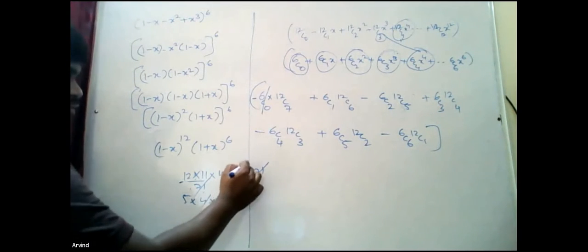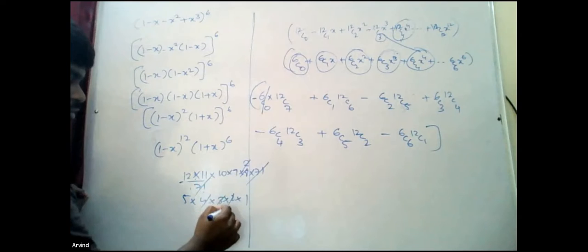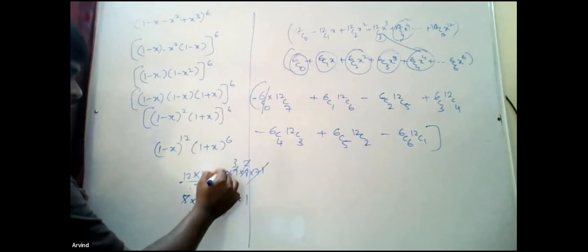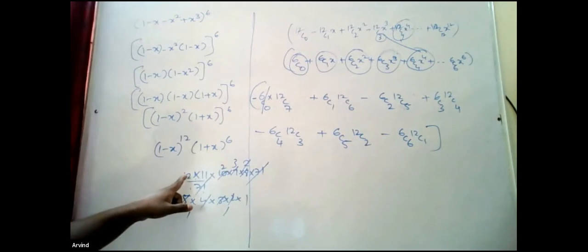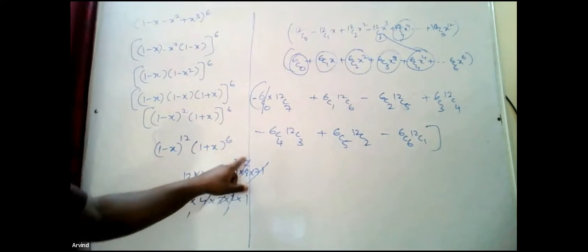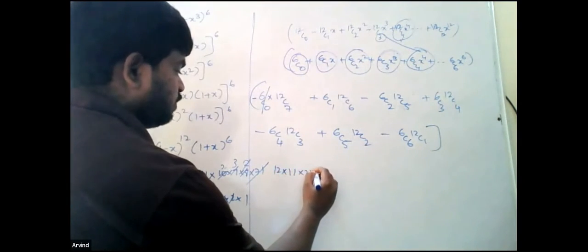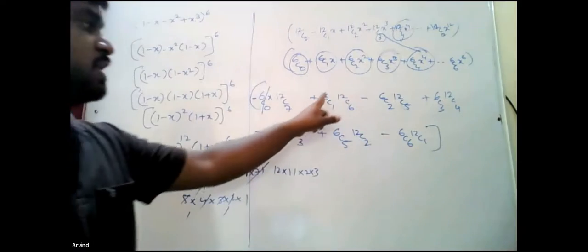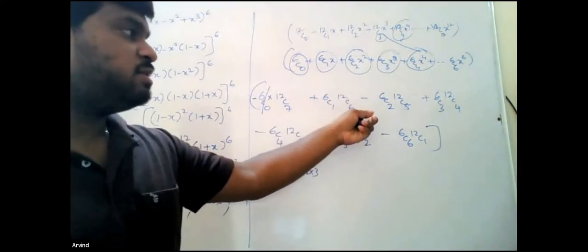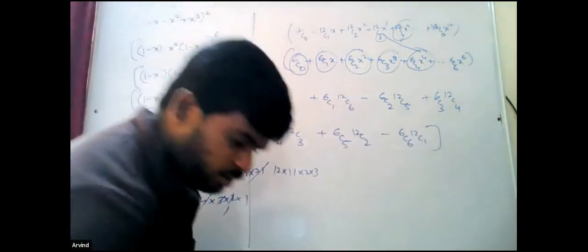So 4 ones are 4, twos are 2, ones are 2, twos are 3, ones are 3, threes are 5, ones are 5, twos are. Everything gets cancelled. So what remains is 12 into 11 into 2 into 3. Similarly you do it for 6c1, which is 6 itself, and 12c6. You calculate everything and put it, you will get it.